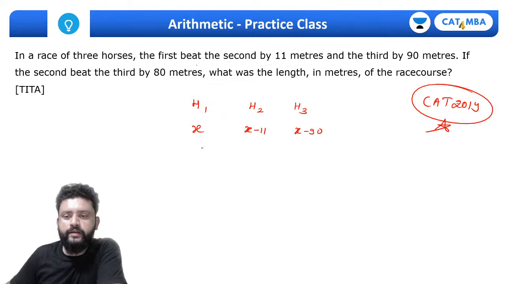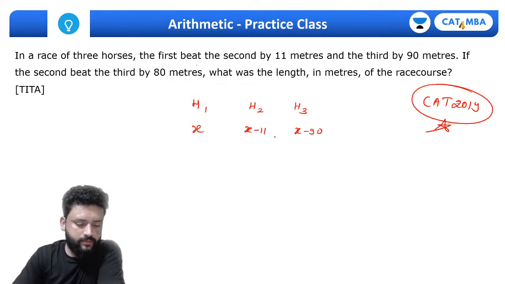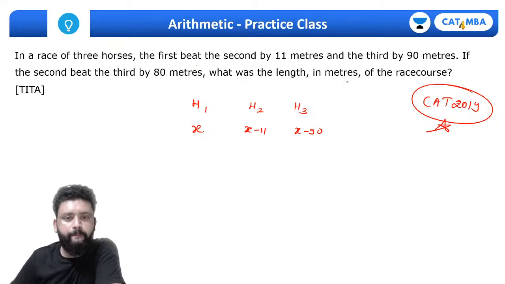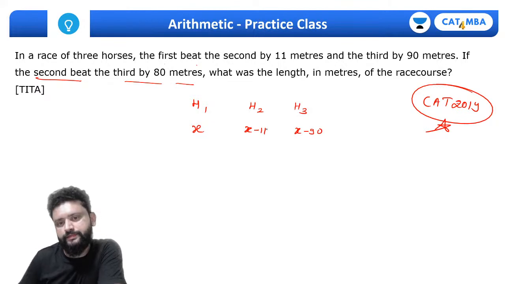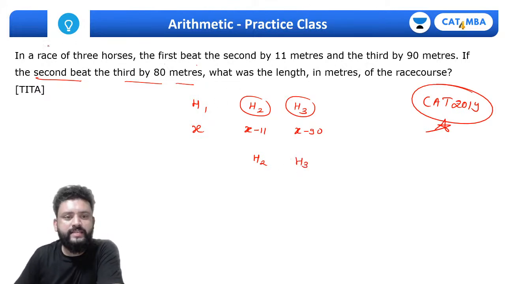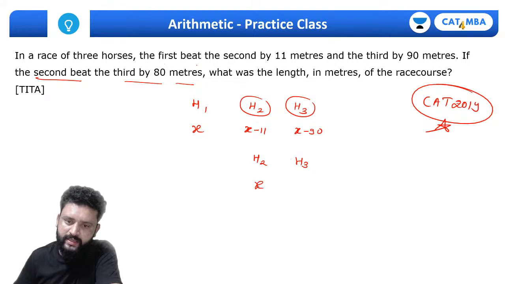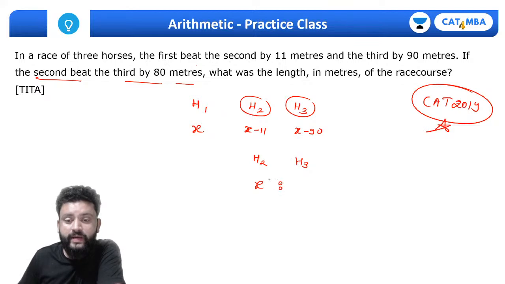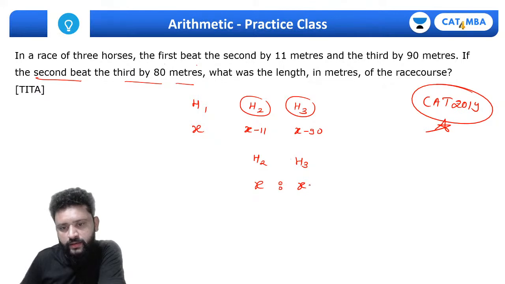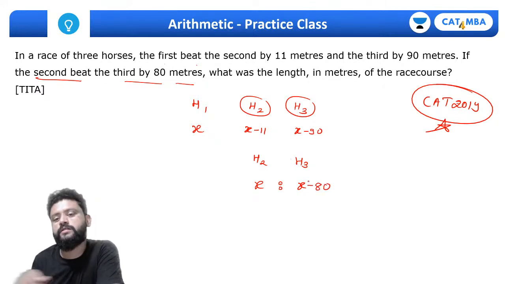Right? What about you, Megha? You haven't answered this one. Then, if the second beats third by 80 meters, that simply means horse 2 will win against horse 3. Second will win the race. That means horse 2 will complete x meters by the time horse 3 will just complete x minus 80 meters, right?